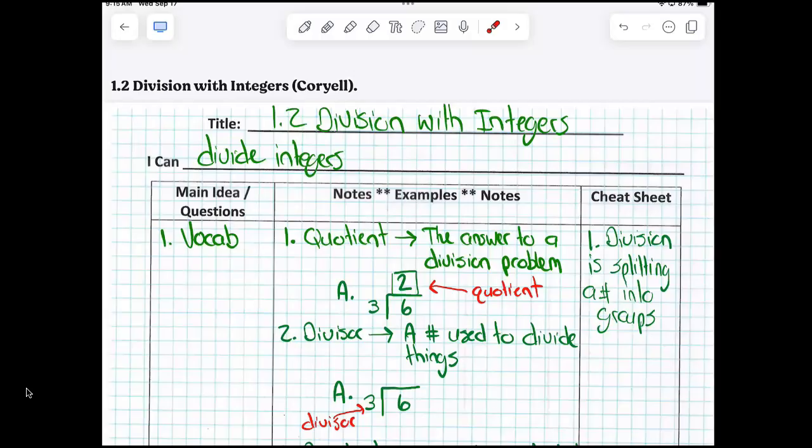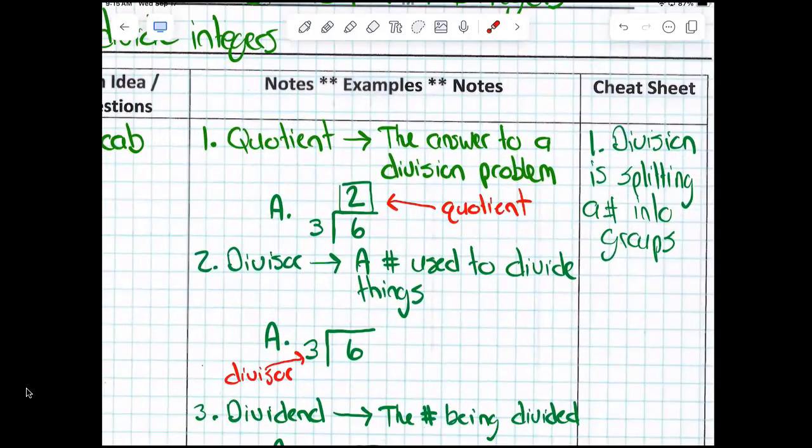Today we finished dividing with integers. The I can statement is I can divide integers. Can you? Yes. I hope so. If not, we're going to practice it. Quotient. A quotient is what, everybody?